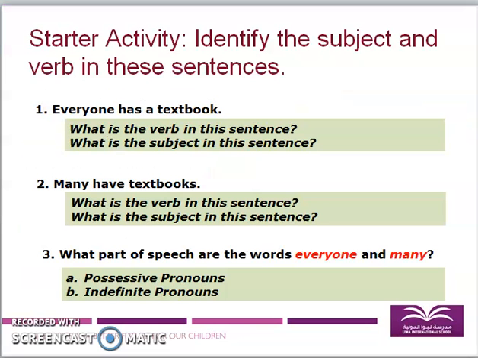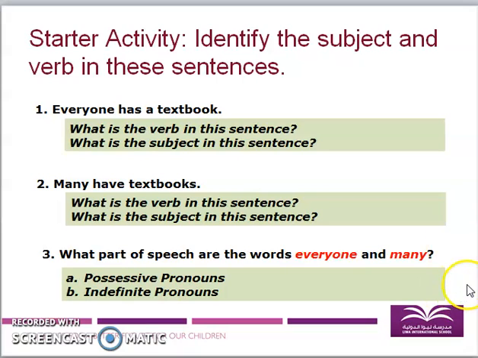Now for our starter activity, identify the subject and the verb in these sentences. Number 1, everyone has a textbook. What is the verb in this sentence? What is the subject in this sentence? Number 2, many have textbooks. What is the verb in this sentence? And what is the subject in this sentence?